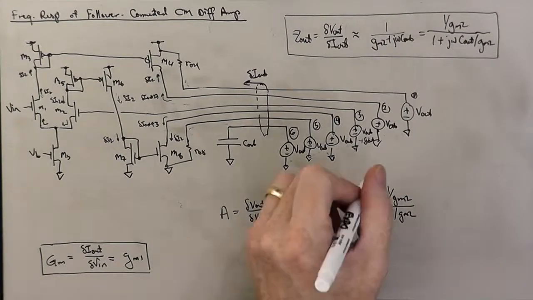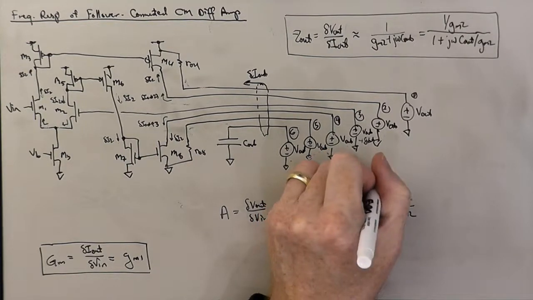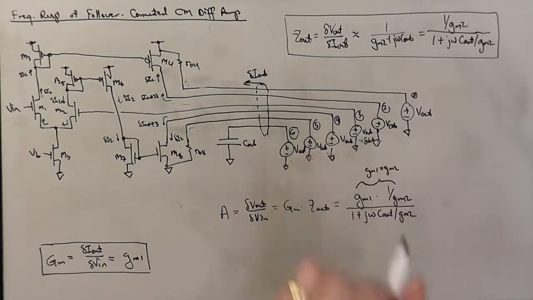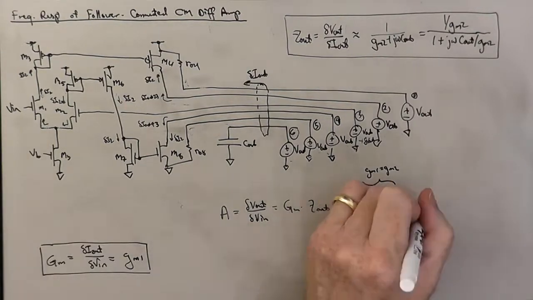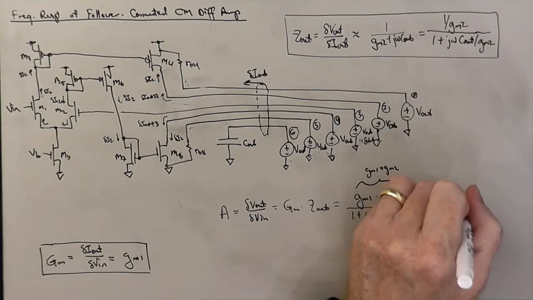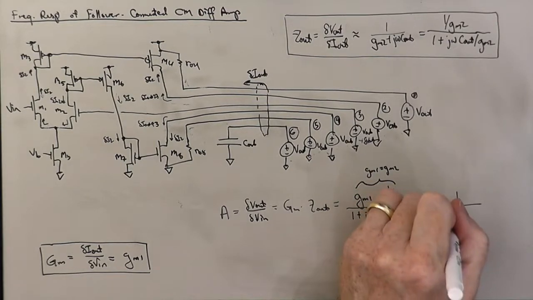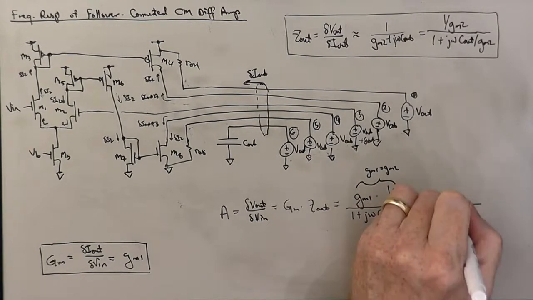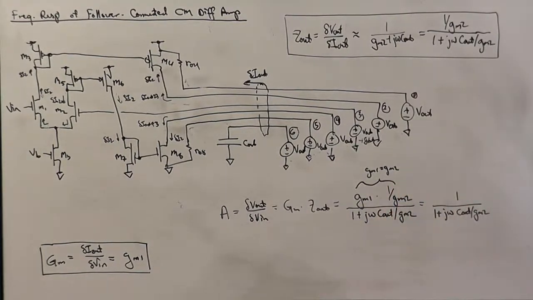But GM1 equals GM2 because of the balance condition in the diff pair, and so this is just equal to 1 over 1 plus j omega C out over GM2. Okay? So we want to look at this on a Bode plot.